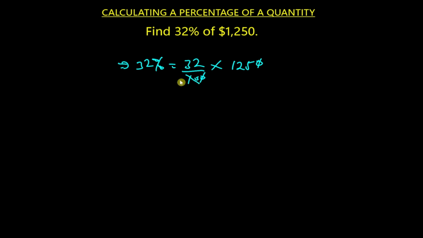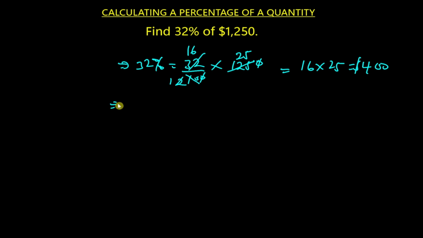5 goes into 10 two times, and it also goes into 125 twenty-five times. And then 2 goes into 2 one time and into 32 sixteen times. We have 16 times 25, which gives you 400. So 32% of 1,250 is $400.